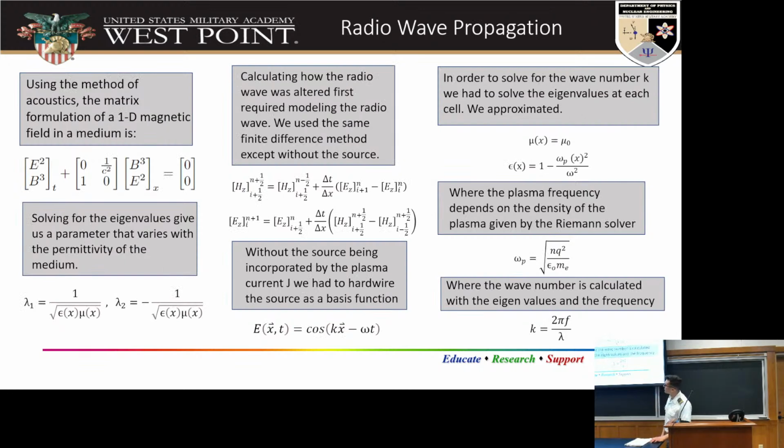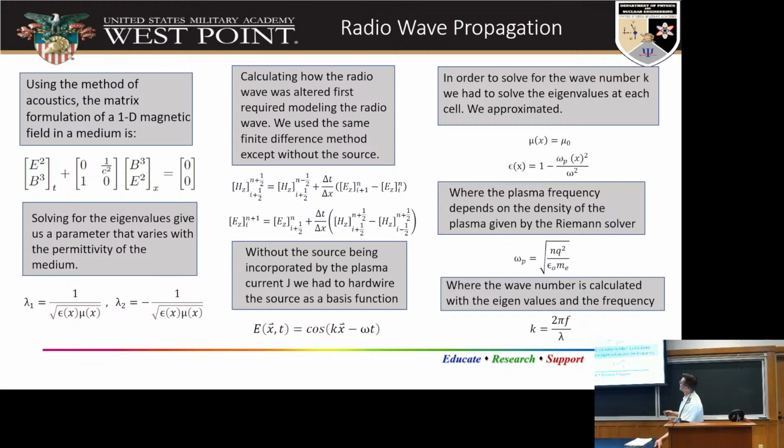So for the radio wave propagation, I used a method of acoustics outlined in a LeVeque paper, and it's solved for the eigenvalues. At the vacuum limit, this is immediately recognized as the speed of light. And then I modeled that radio wave propagation without source terms hardwired to the nodes, and rather using a basis function of just a plane wave propagating from the satellite through the medium.